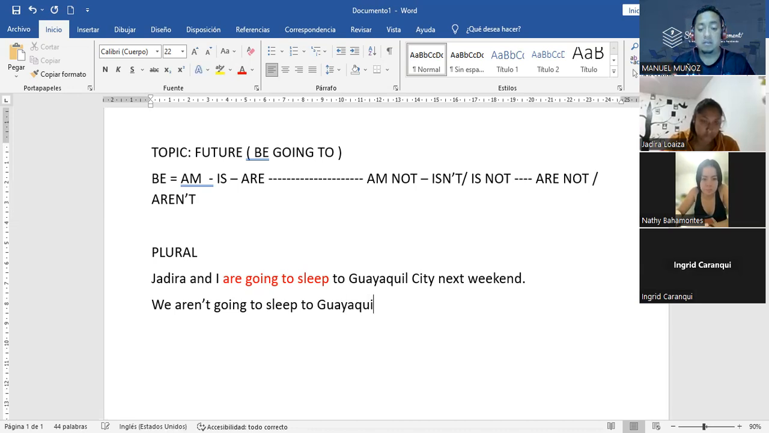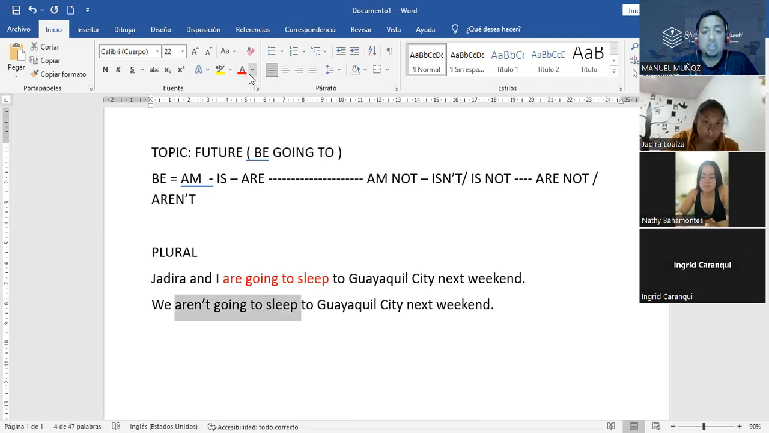Guayaquil. It is Guayaquil, sorry. Next weekend. Yes, that's all you have this. And use it for the negative. What is important for the negative? And this. And use for the negative. And use for the important, please.